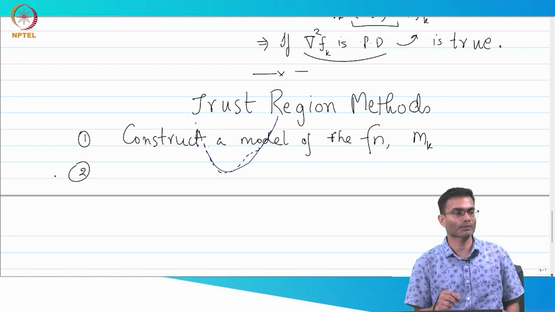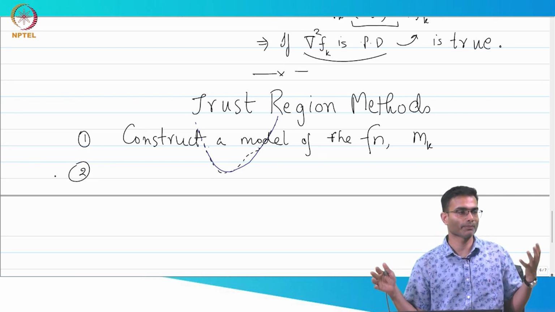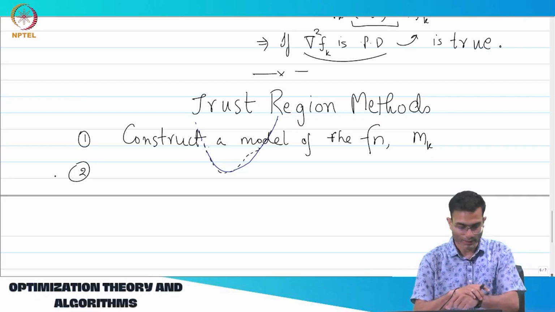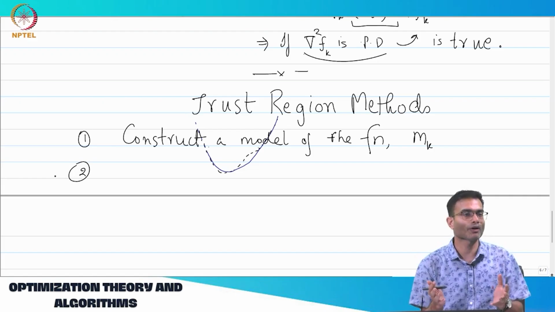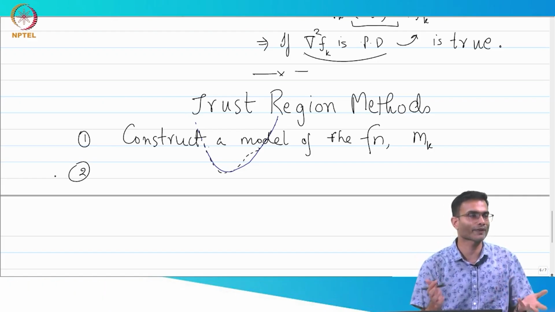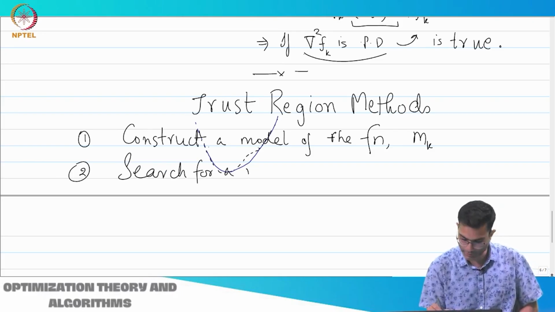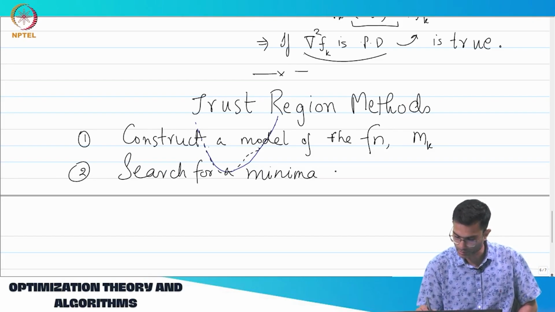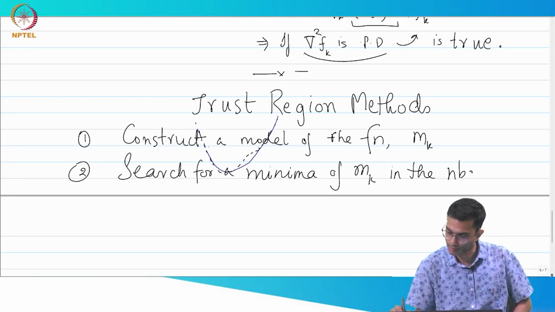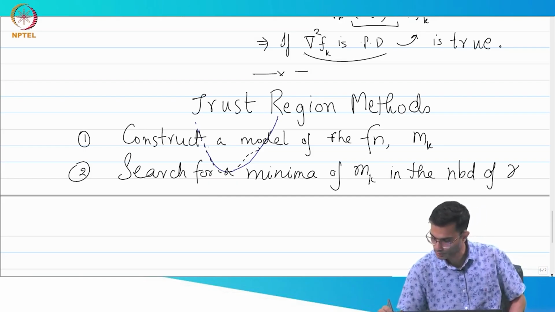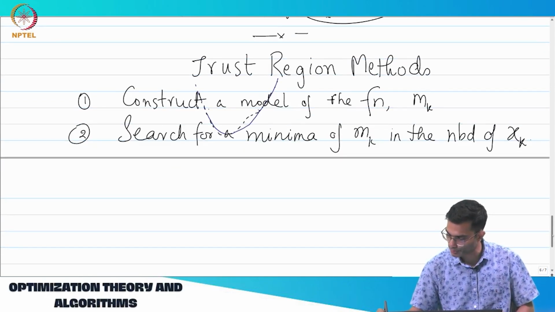So again, like in the parabola, if I can fit a parabola in 1D, I can fit a quadratic form in n dimensions. The idea is just the same. The second and final step is now search for a minima of this model in a neighborhood of xk. Search for a minima of mk now, not fk, in the neighborhood of xk. Okay, so what does the optimization problem look like?